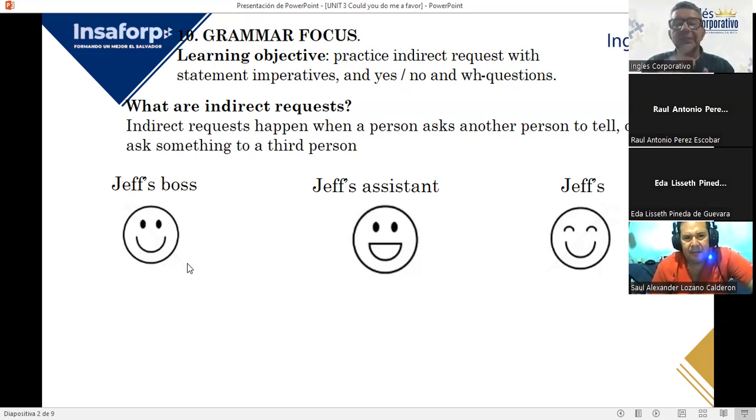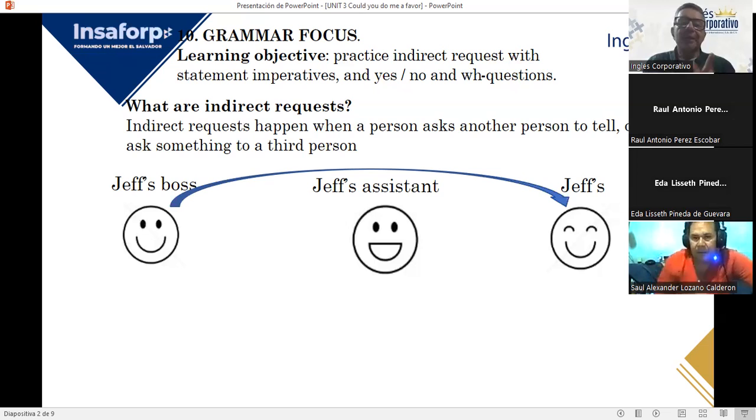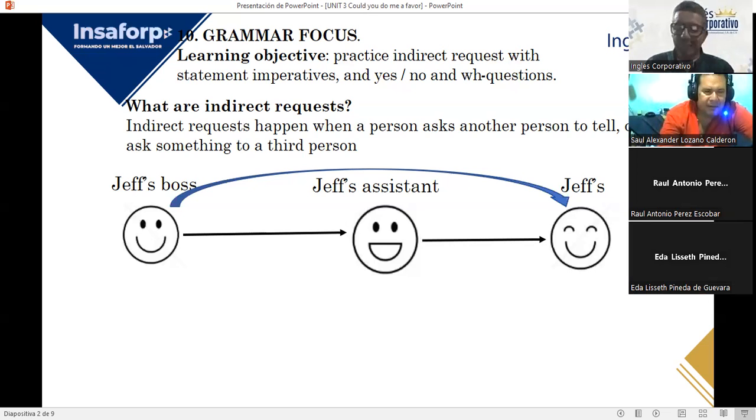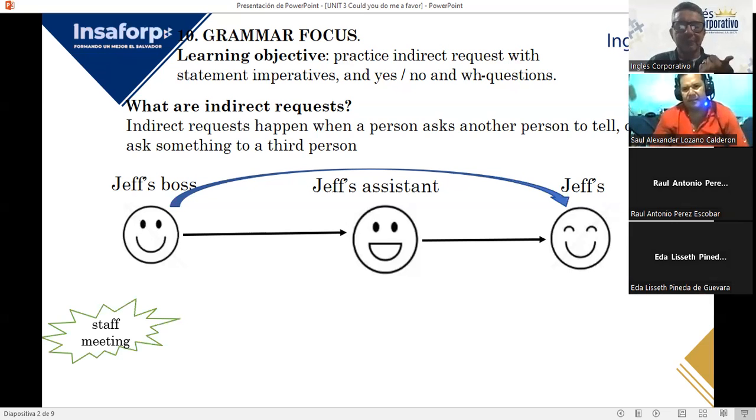Indirect requests are when you ask someone to pass on a message. For example, Jeff's boss has a message for Jeff, but he gives the message to the assistant, and the assistant will pass the message to Jeff. Here we have an example. What is the topic of the message? A staff meeting in an office. The staff is the people who work in the same place.